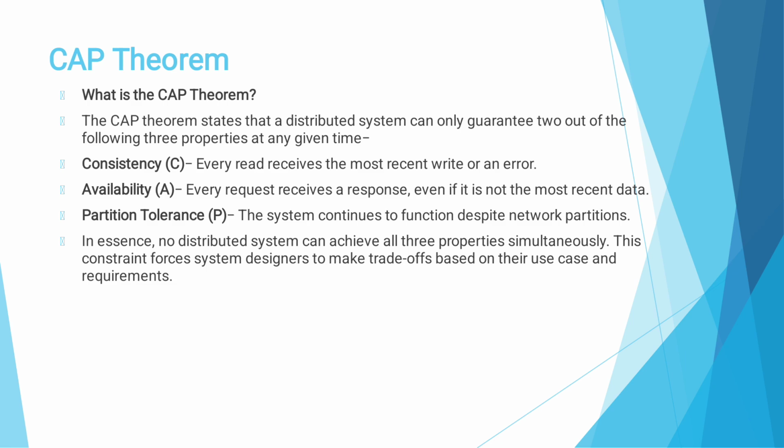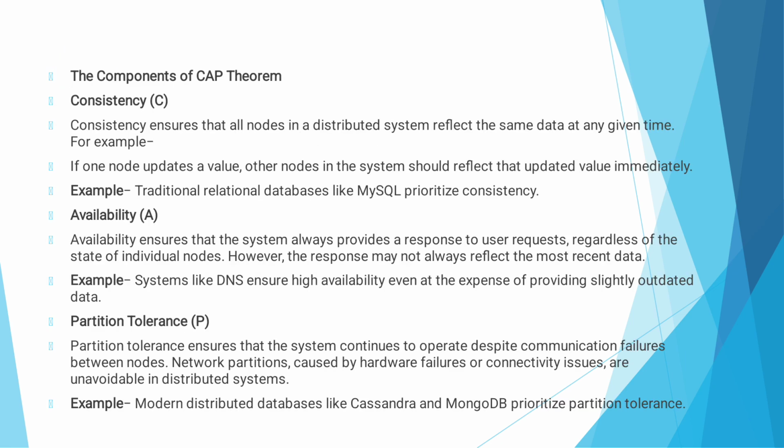Consistency: every read receives the most recent write or an error. Availability: every request receives a response even if it is not the most recent data. Then partition tolerance: the system continues to function despite network partitions. In essence, no distributed system can achieve all 3 properties simultaneously. This constraint forces system designers to make trade-offs based on their use case and requirements.